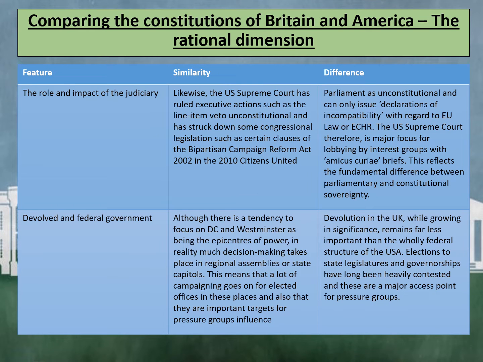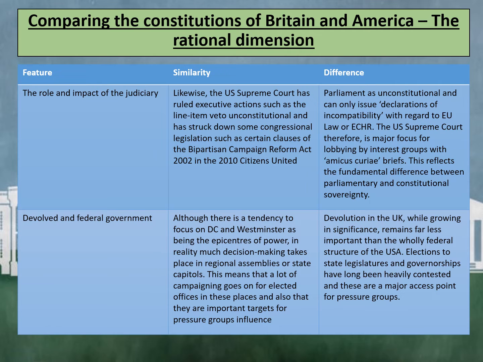We can also continue to look at the role and impact of the judiciary by comparing a similarity: the US Supreme Court has ruled executive actions such as the line item veto unconstitutional and has struck down some congressional legislation, such as certain clauses of the Bipartisan Campaign Reform Act in 2002, in the 2010 Citizens United case. A difference is that UK courts cannot rule acts of Parliament unconstitutional, and can only issue declarations of incompatibility with regard to EU law or the Human Rights Act. The US Supreme Court, therefore, is a major focus for lobbying by interest groups with amicus curiae briefs. This reflects the fundamental difference between parliamentary and constitutional sovereignty.